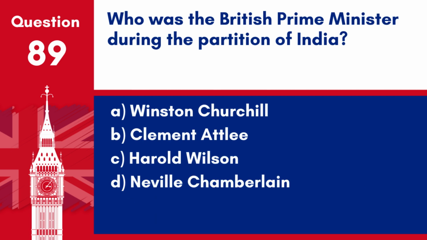Question 89. Who was the British Prime Minister during the partition of India? A. Winston Churchill. B. Clement Attlee. C. Harold Wilson. D. Neville Chamberlain. Answer: B. Clement Attlee. Clement Attlee was the British Prime Minister when India was partitioned and gained independence in 1947.